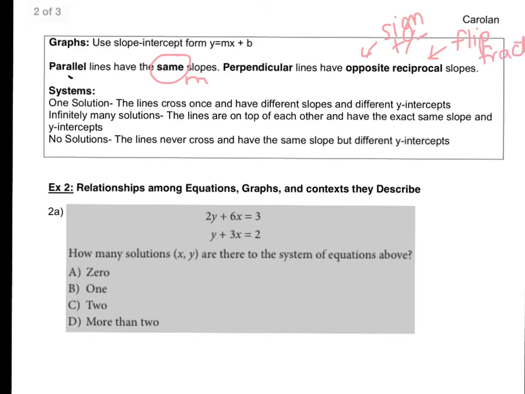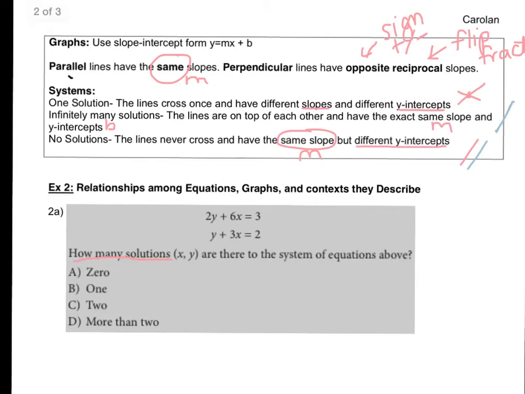So, in order to figure out how many solutions a system has, like we need to do in this next example, you have to remember that two lines cross once if they have different slopes, and they probably have different y-intercepts. The two lines are the exact same, so the pink line and the blue line are one on top of the other, if they have the same m and the same y-intercept. There's no solution to the system if your two lines are parallel. And remember, parallel lines have the same slopes, same m, but different y-intercepts.